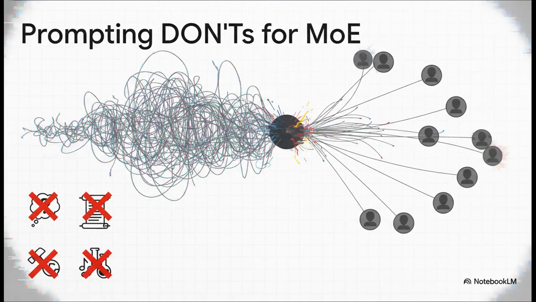Now for the flip side. Here's what you've got to stop doing. Don't use vague phrasing or try to be clever. The router can't read your mind. It can't, you know what I mean. You have to be direct.